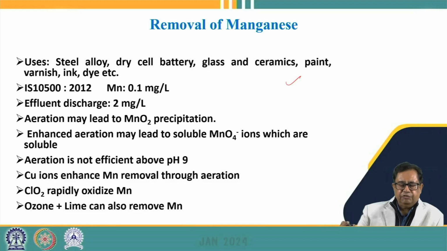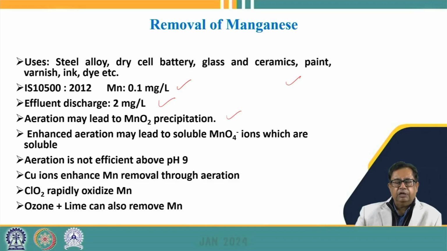It may cause a laxative effect in the stomach. For drinking water, the manganese should not exceed 0.1 milligram per liter, whereas in the effluent discharge, it should not exceed 2 milligrams per liter. We can remove manganese by aeration, that is, we can convert the manganese into manganese dioxide, which can be precipitated out from the system.